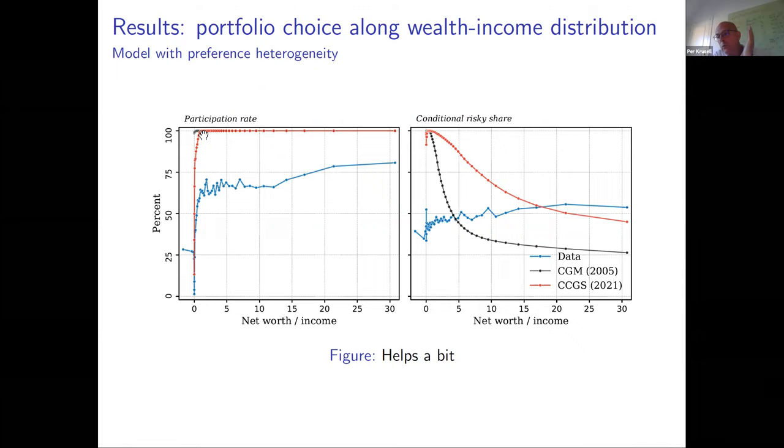The red is what we get from the model with preference heterogeneity. So it looks maybe a little bit more like the blue, which is the data, but not much. The black is the 2005 paper. This is just one run we did yesterday. We intend to search the parameter space and see if there's something that can do better.